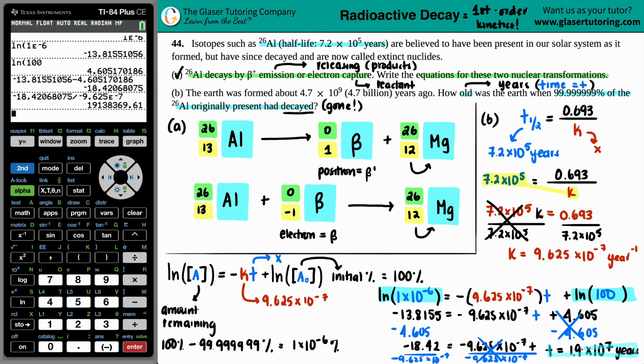So this basically means that once the solar system was made, when you had all the aluminum, you had 100% of the aluminum. How old was the Earth when this amount of aluminum decayed? It was only 1.9 times 10 to the 7th years old. It is now 4.7 times 10 to the 9th years. So there is no aluminum that was present in the solar system that we see now, because it's all gone. And that's basically the answer here. So we answered A, we answered B, and we are done for this question.